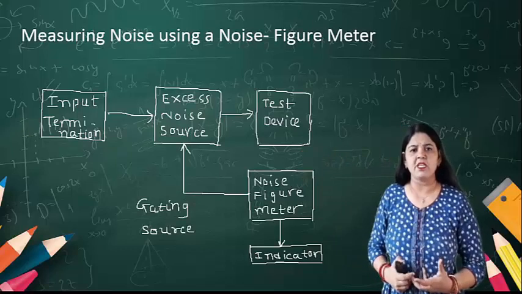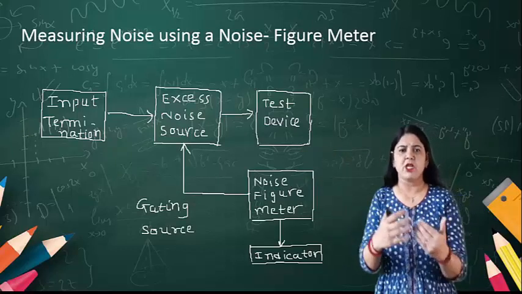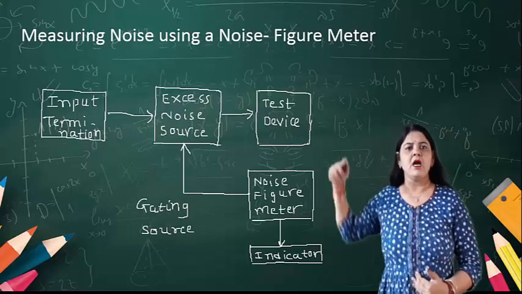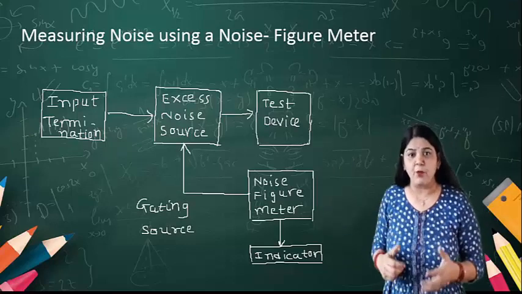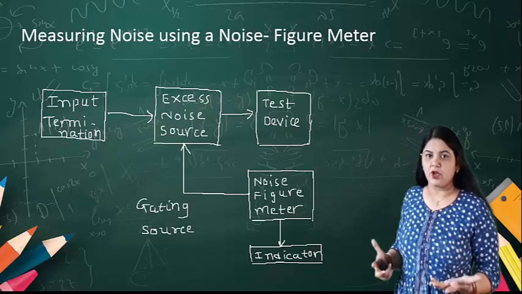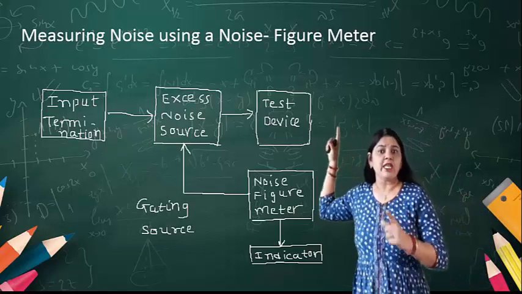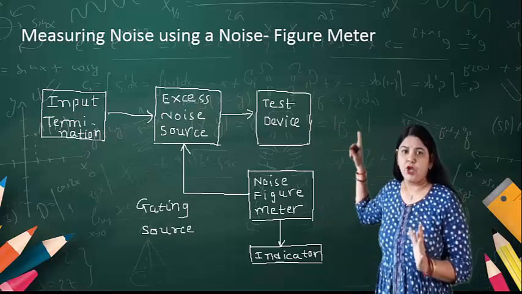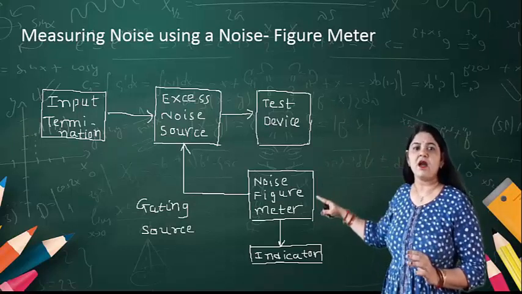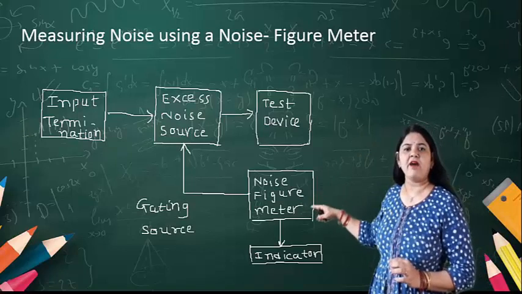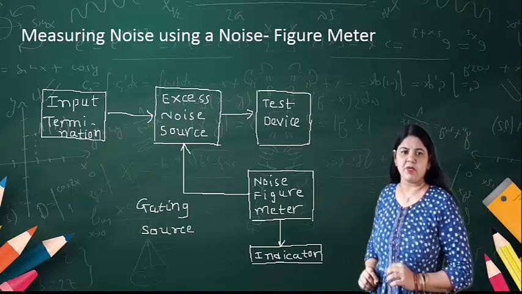Input termination is the terminating load that we can connect over here. The noise source that we are putting will generate the noise. And the test device means the device for which we need to measure the noise. Here we have the noise figure meter.